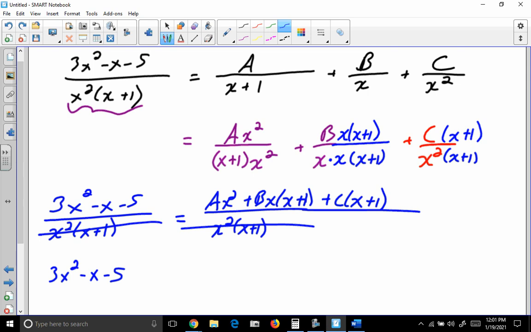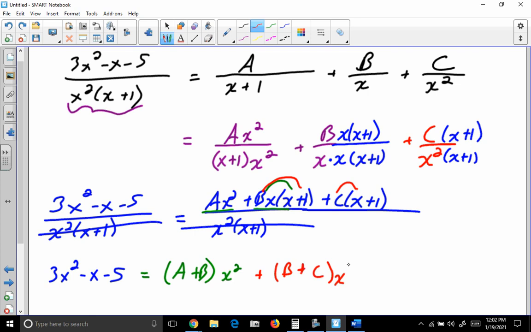So let's collect things that are alike. We have an ax squared, and if we were to distribute this, we would have a bx squared. So for our x squareds, we have an a, and we're going to add a b, so that we have ax squared and bx squared. Now let's look at our x's. If we distribute here, we're going to have a bx times 1, so we're going to have a b times x. And when we distribute here, we're also going to have a c times x.